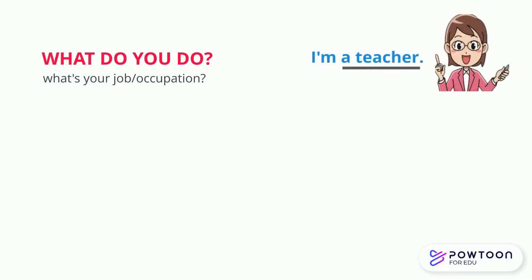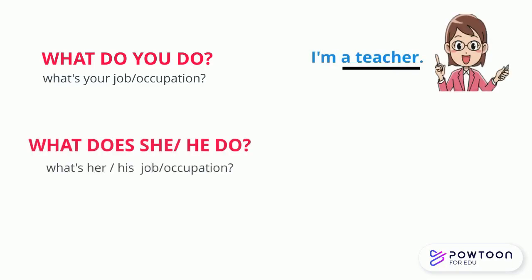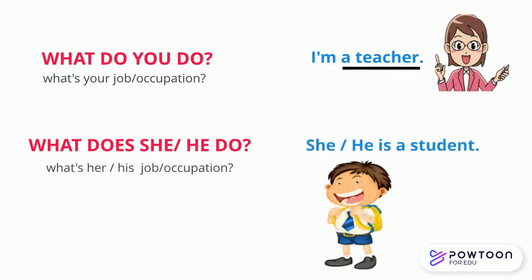Now, remember, students, the question, what do you do? It means what's your job or occupation. So in the answer, you say, I'm a teacher, in my case. The same for what does she or he do? You answer she or he is and the occupation. For example, student.